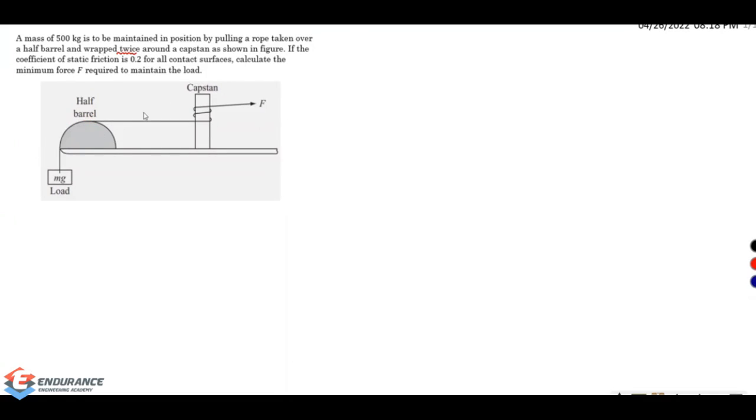If the coefficient of static friction is 0.2 for all contact surfaces, which means any surface you take, the coefficient is 0.2. This surface is also going to have a coefficient of friction 0.2. That barrel is also going to have some coefficient. This is also going to have some coefficient. Calculate the minimum force F required to maintain the load.